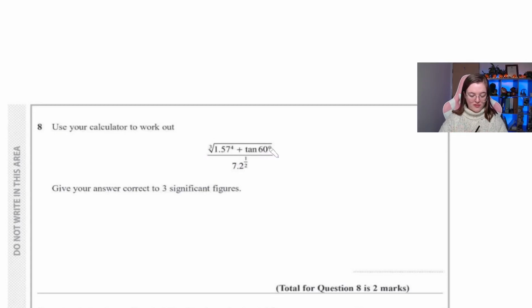And then 1.57 to the power of 4, which is the power of 4 button, is the X with a little box above it, like that. It'll probably be underneath your quad, or it'll be next to where it says log. Either or. And then plus tan 60, close bracket, downward arrow, 7.2, power button, fraction button, 1/2.